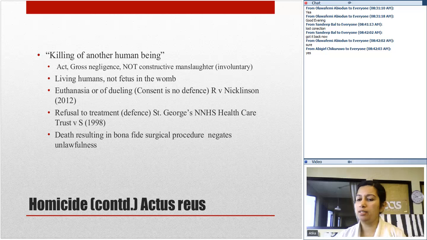So killing requires an act, or in the case of murder and gross negligence manslaughter, but not constructive manslaughter, okay?